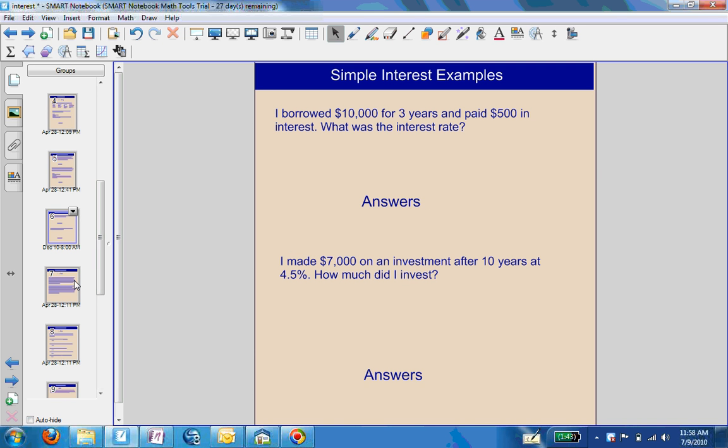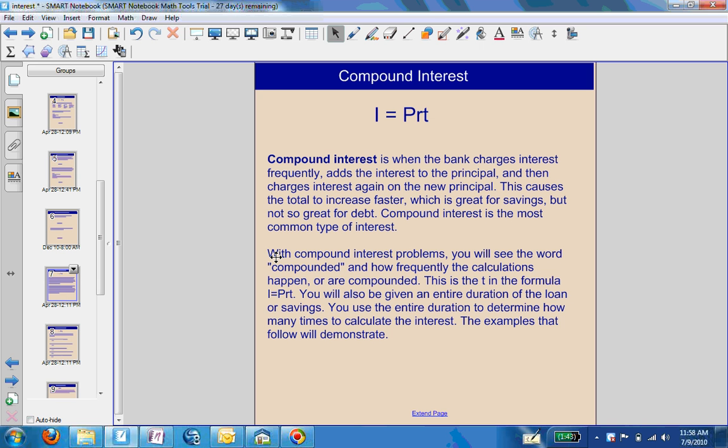So those are a few more examples of simple interest. And I want to talk about compound interest. Compound interest is when the bank charges interest frequently, adding the interest to the principal, and then charges interest again on the new principal. And this will make more sense once you see the math. It causes the total to increase faster, which is wonderful for savings, but not so great for debt. And it's one way that people get into really bad debt.